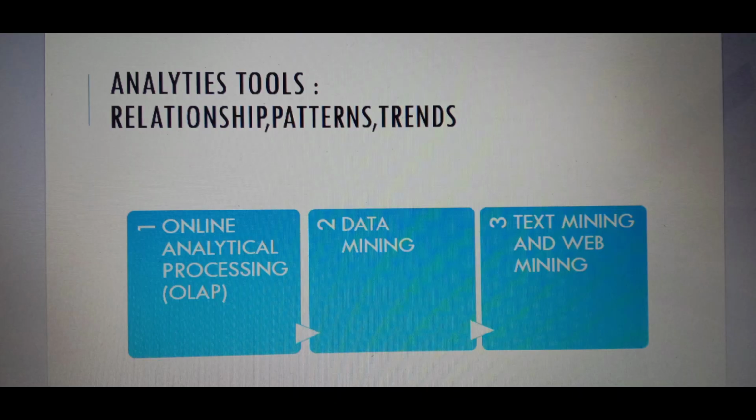So for the analytics tools, relationships, patterns and trends have 3 points. Number 1 is online analytical processing, OLAP. Number 2, data mining. And number 3, text mining and web mining. We go to OLAP. OLAP supports multidimensional data analysis, enabling users to view the same data in different ways using multiple dimensions. OLAP enables users to obtain online answers to ad hoc questions in a fairly rapid amount of time, even when the data are stored in very large databases.